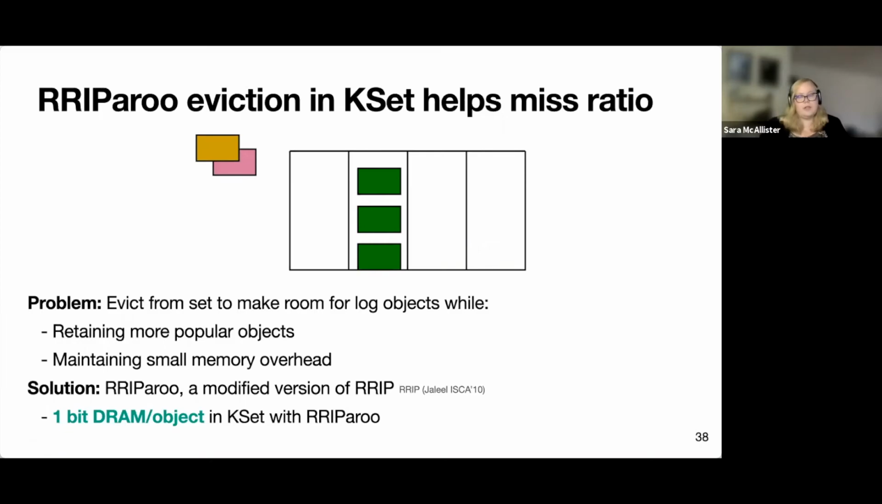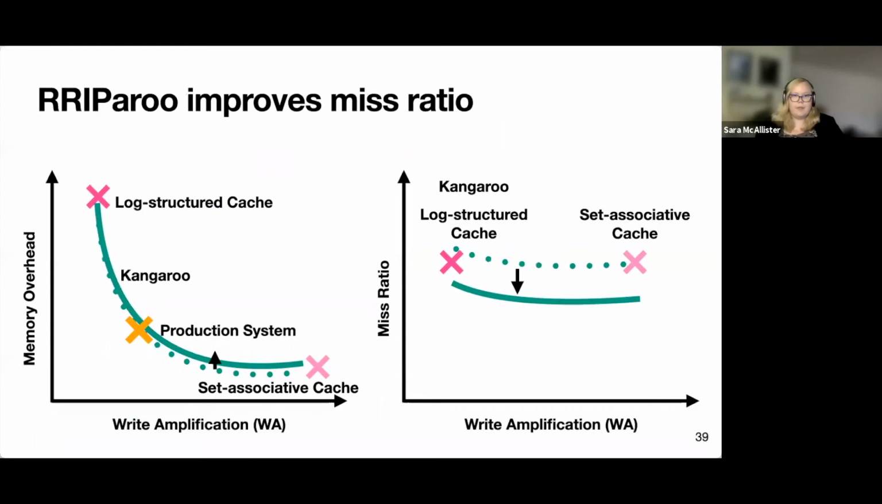And I encourage you to look in the paper for more details. And so with RRIParoo, we can improve our miss ratio. So you can see on the right graph, Kangaroo's miss ratio comes down using RRIParoo. And on the left graph, the memory overhead is only a slight bit. So the Kangaroo line only goes up a little bit.